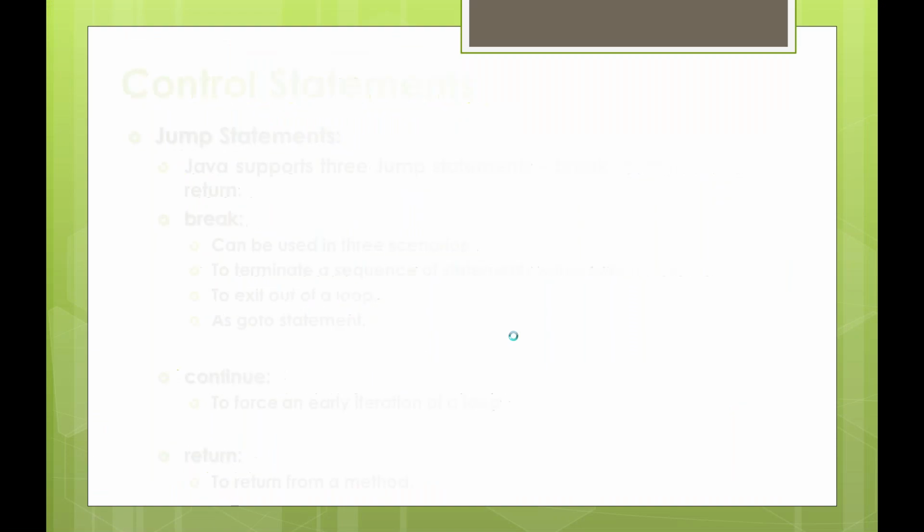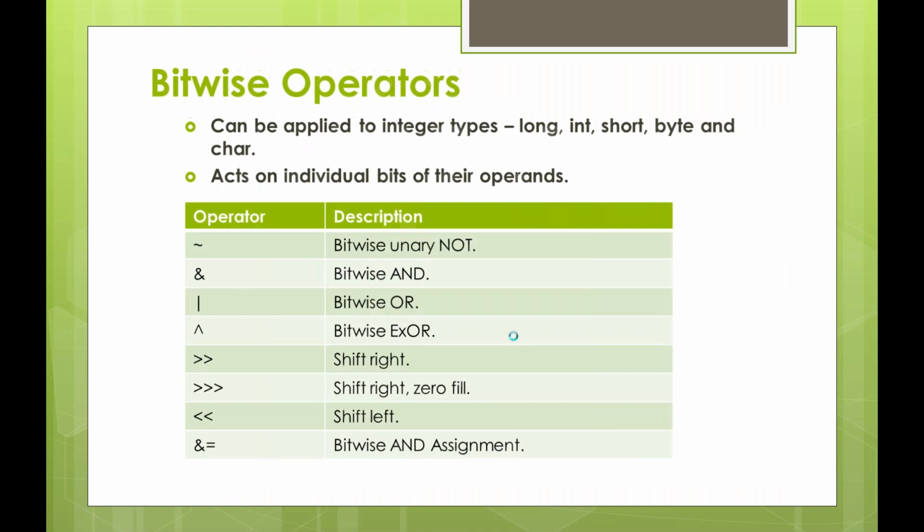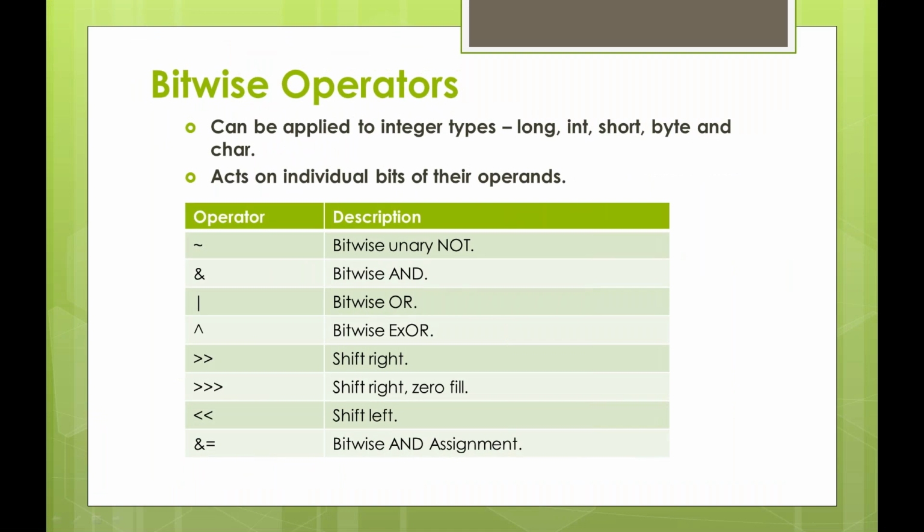So let's move on to the next topic, that is bitwise operators. We have covered various other operators, that is arithmetic operators, relational operators, logical operators, and others. The bitwise operators I did not cover because we just wanted to understand a few more topics first. So to which data types can you apply these bitwise operators?